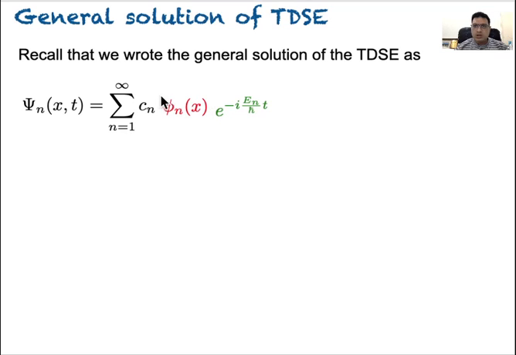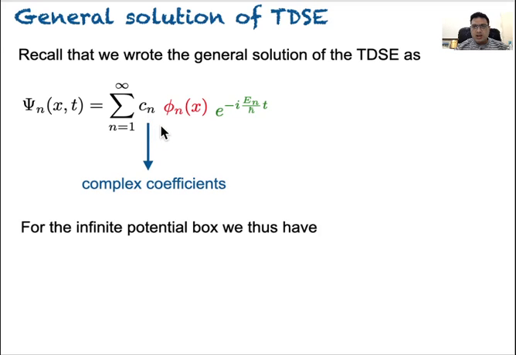So what we are trying to do is to express this general wave function psi n of x and t in terms of the phi n and the corresponding phase factor, and the weightage of each individual term is taken care of by this coefficient Cn. Cn in general is a complex coefficient, and for an infinite potential box, we know what our phi n of x is and we know what our En is.